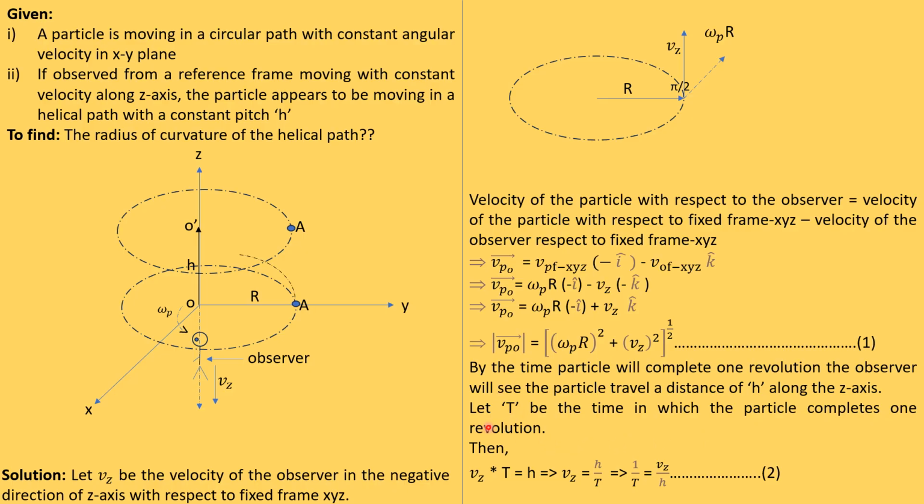So we have assumed capital T as the time in which the particle completes one revolution. In this capital T time, the observer will see that the particle has risen to a height of h. So we can write that Vz into T is equal to h. So Vz will be h by T and 1 by T will be Vz by h. This is equation 2.